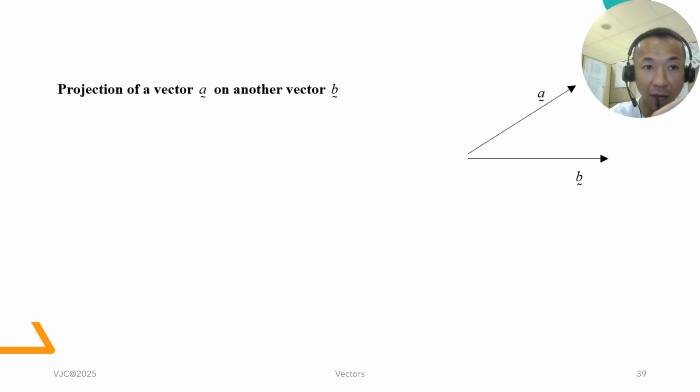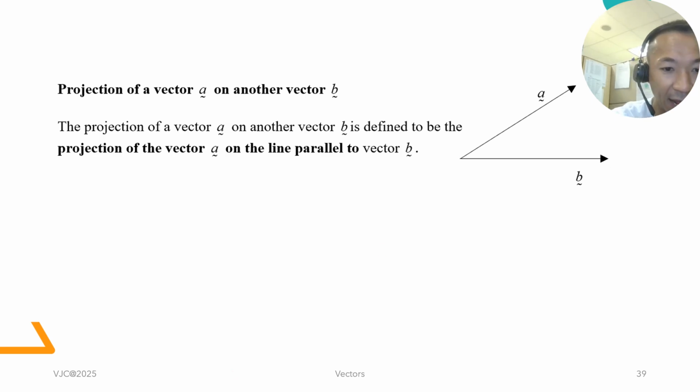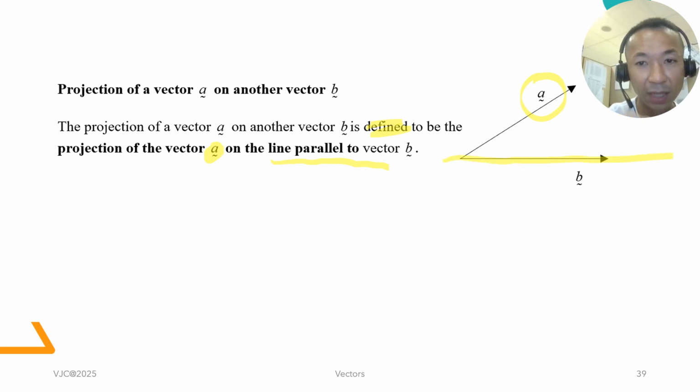In this section, we're going to discuss how to find the projection of a vector on a vector, because earlier we found the projection of a vector on a line. So you will realize that there's not much difference. I'm going to define it like that. The projection of a vector on another vector is defined as the projection of the vector A on a line that is parallel to B. So I don't care where B is pointing. Basically, it is the same as the projection of A on a line parallel to B.